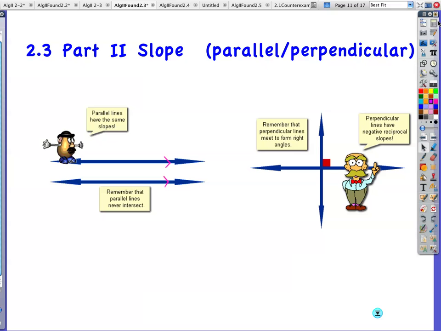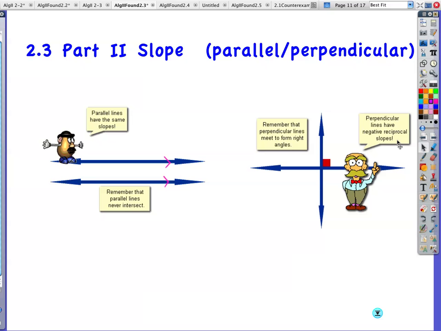And this caught my eye because it has Mr. Potato Head, and if you had me for Algebra 1, I always brought out my Mr. Potato Head. Parallel lines never intersect, but also remember that parallel lines have same slopes. Maybe you didn't know that, but now you do. Perpendicular lines meet to form right angles, and this guy says perpendicular lines have negative reciprocal slopes. I'd rather that he said opposite.